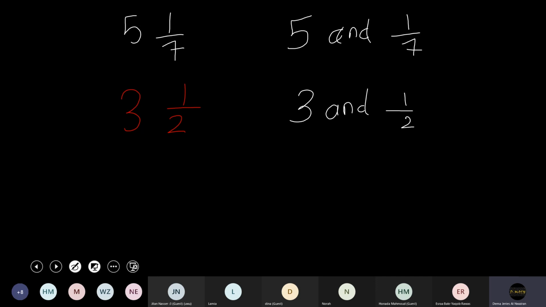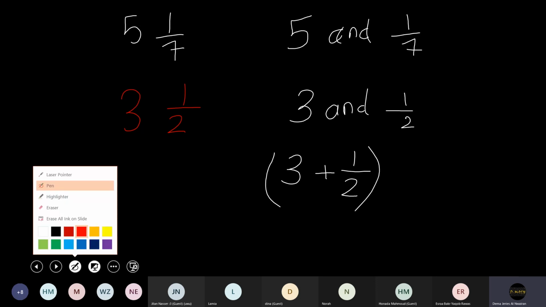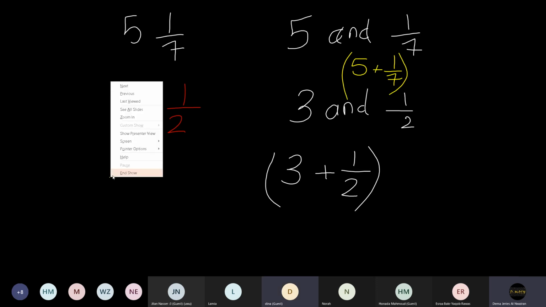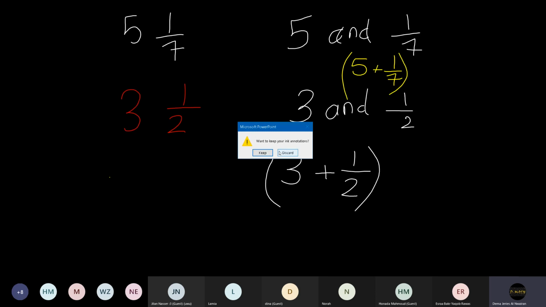I will say 3 plus a half. So 3 and a half means 3 plus a half. Or 5 and 1/7 means 5 plus 1/7. Is it clear? Yes, teacher. Okay, let's go back here now.